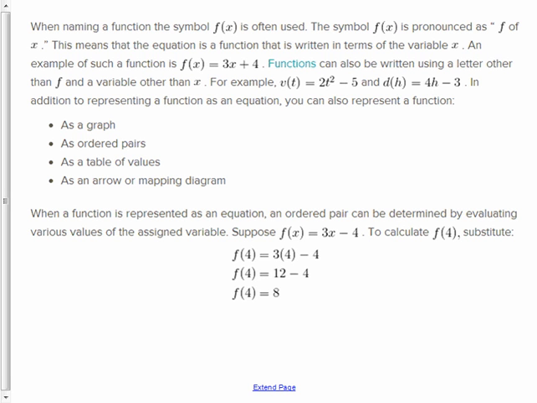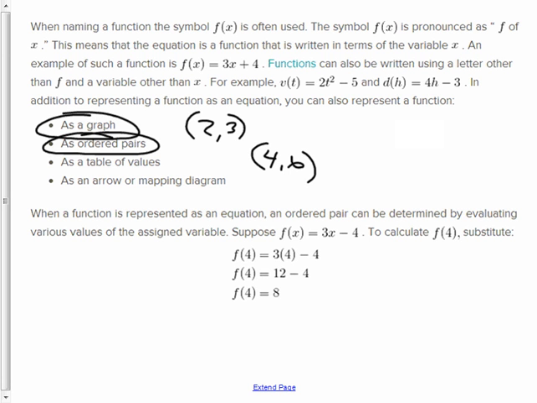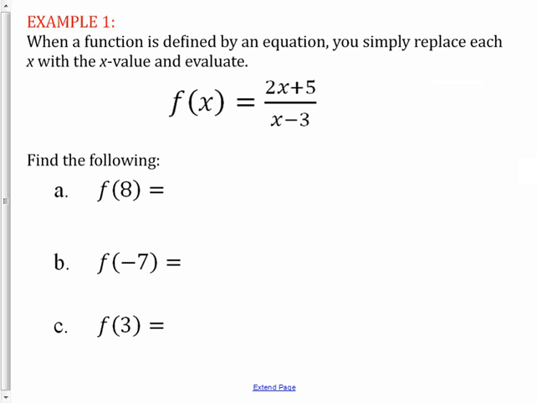You can have a graph for it. You can have ordered pairs, you know, a bunch of them: (2, 3) is in the function and (4, 6) is on the function. Those are ordered pairs. A table of values, that's just ordered pairs in a table. And an arrow or mapping diagram. To be honest, I don't think I've ever seen a mapping diagram, but anyway, we're moving on.